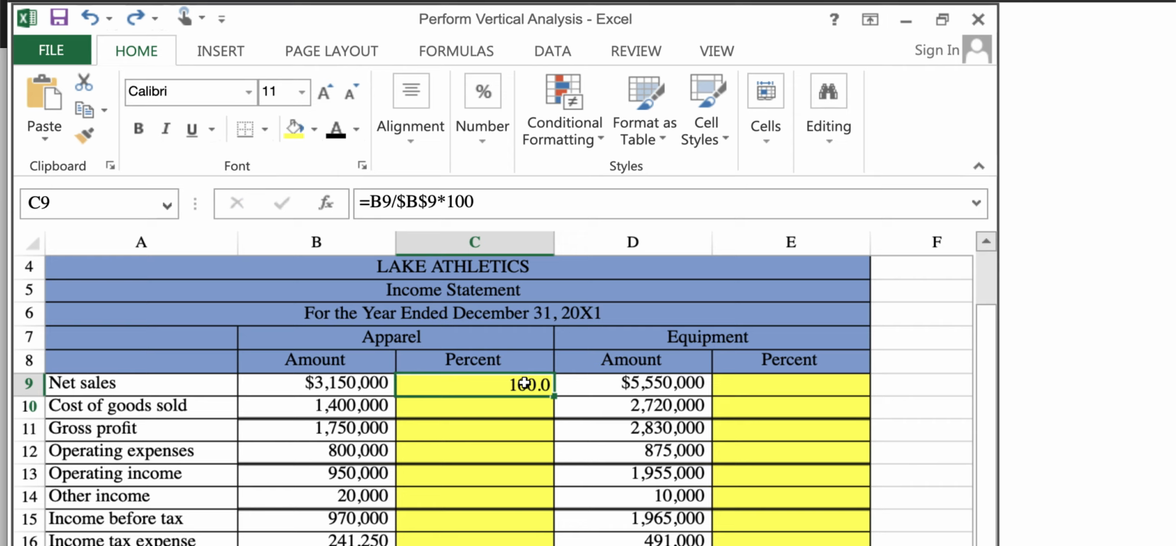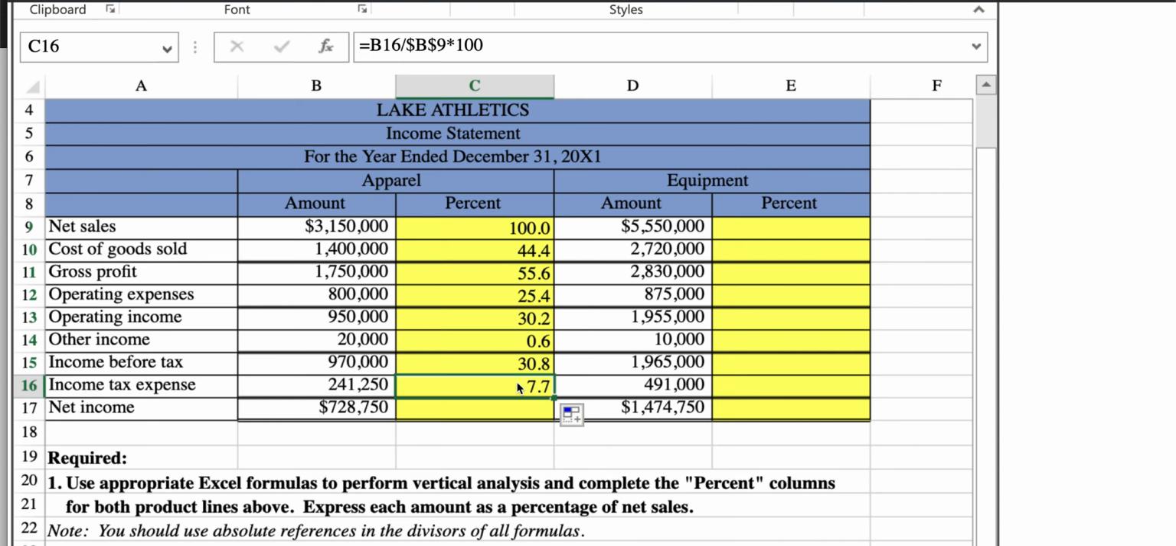Okay, but if you have your cursor on a cell that already has that formula in it, then what you can do is just drag this down. And we got one more to go here. I didn't drag it enough. Okay, and that's it. We want to do the same thing with the equipment. I want to go equals D9 in this case, divided by dollar sign D, dollar sign 9, because I want it to go back to this as the reference point for the equipment.